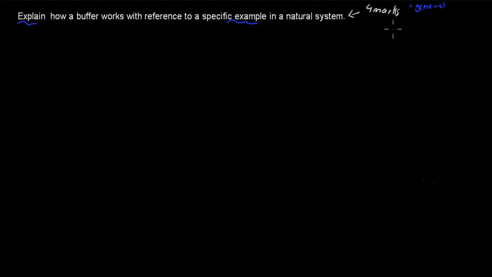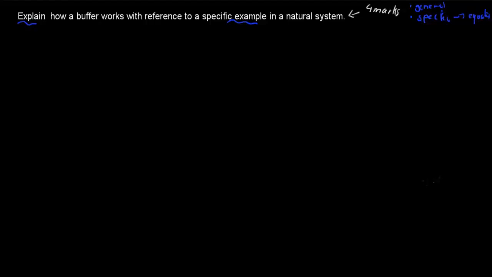So that is our general statement, and then we go into a specific example. You should maybe even have an equation. That'd be useful, having an equation of that specific example, and going through the same idea of how that system works to make sure our pH is maintained. You could also go through why that's important, so why the natural system has to maintain the pH.